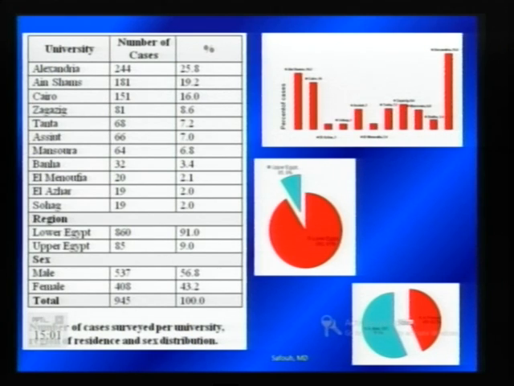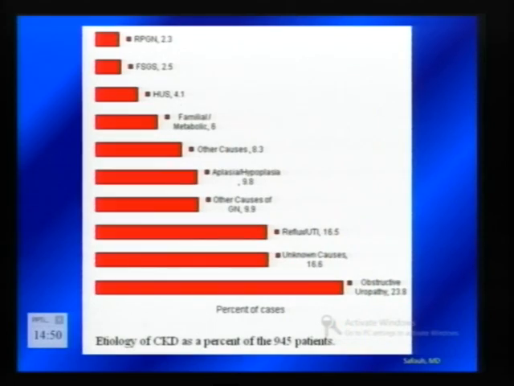But we are going to correct these mistakes. And from Lower Egypt, or the northern part of the country, we got 860 cases, and from Upper Egypt, 85 cases. And this is a graph that shows the most important causes of chronic kidney disease that we have been able to classify. And you can see that the single most common cause for chronic kidney disease in our patient population is obstructive uropathy.